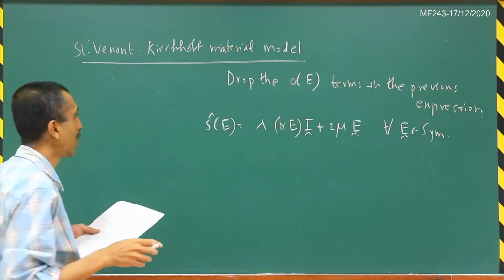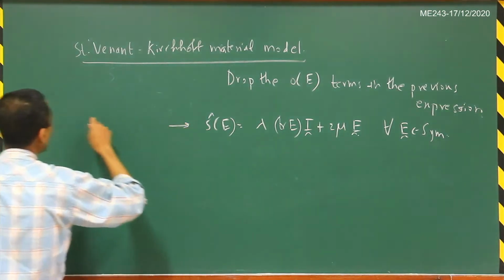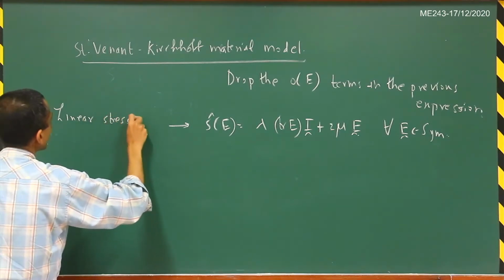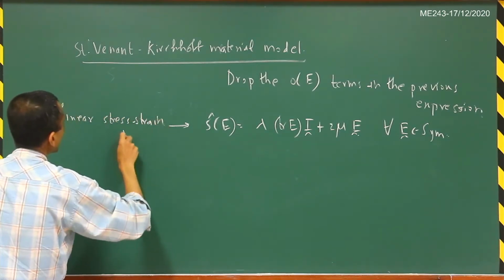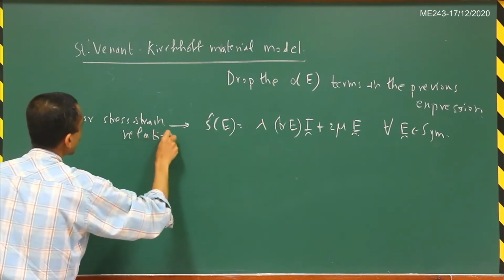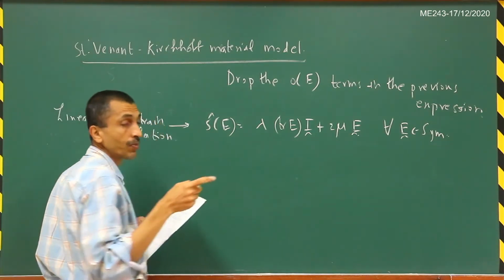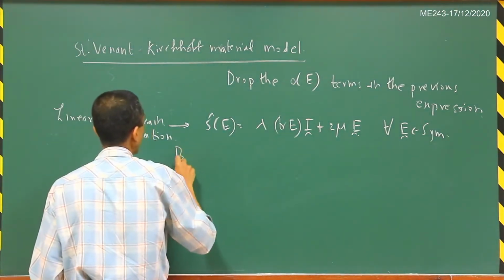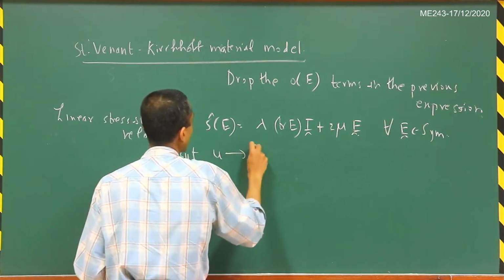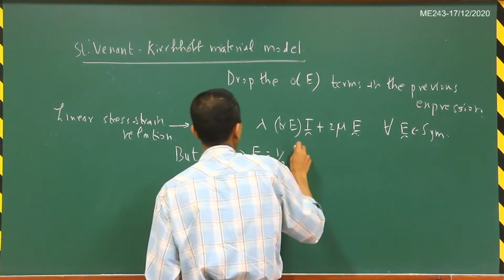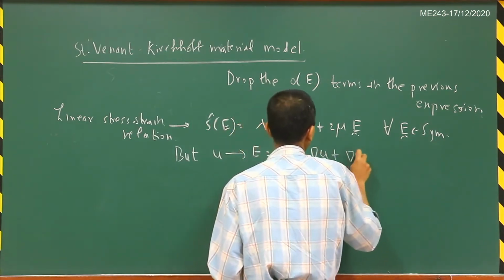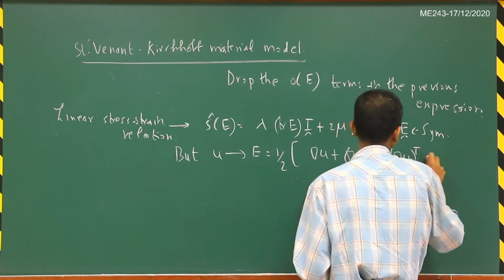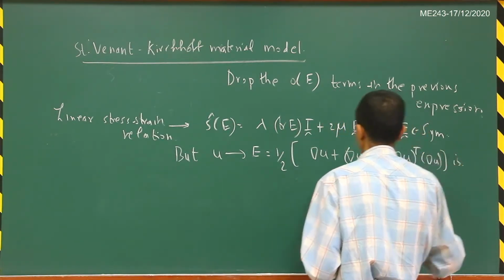Okay, so now basically this is a linear stress strain relation. But the strain displacement relation is still non-linear. So that is very, very important. But the relation from U to E, which is E equals half of del U plus del U transpose plus del U transpose del U, is still non-linear.